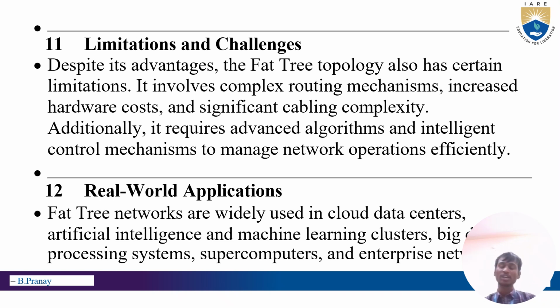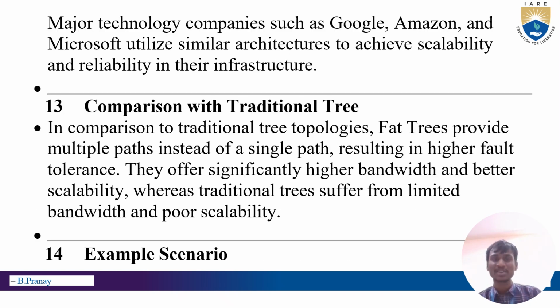Now let us talk about real world applications. Fat tree networks are widely used in cloud data centers, artificial intelligence and machine learning clusters, big data processing systems, supercomputers and enterprise networks. Major technology companies such as Google, Amazon and Microsoft utilize similar architectures to achieve scalability and reliability in their infrastructure.